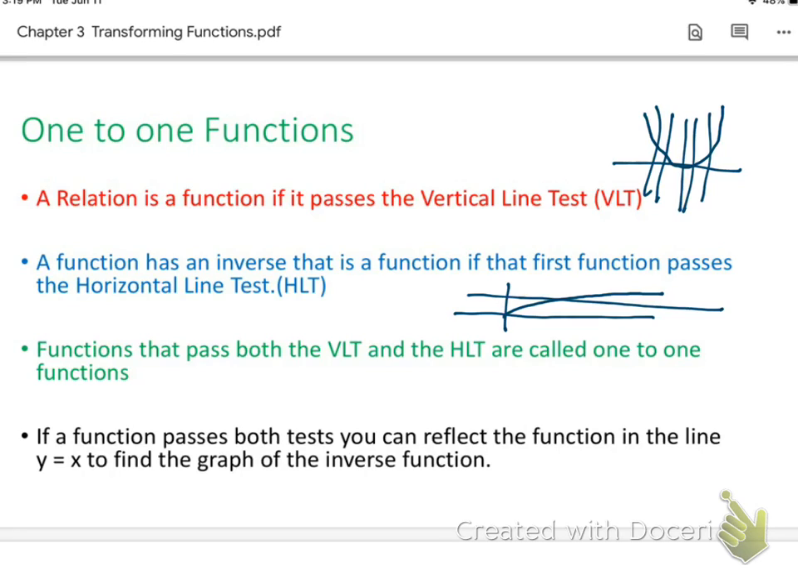Okay, if a function passes both the vertical line test and the horizontal line test, it is called a one-to-one function. And if a function passes both of these tests, you can then reflect the function in the line y equals x to find the graph of the inverse function. So you want to think about this slide, go over the terminology, know what a vertical line test is, know what a horizontal line test is, and know what a one-to-one function is.